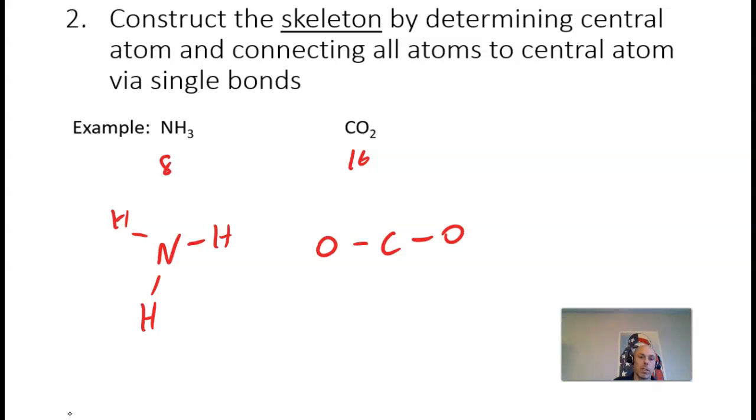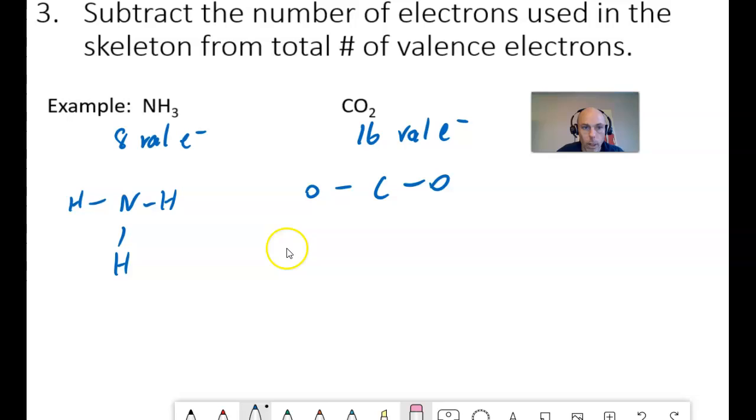We have just built the skeletons for ammonia and carbon dioxide by having determined the central atom and connecting that central atom to the other atoms, what I'll call the peripheral atoms, or the outside atoms, at first via single bonds. The next thing we do is to subtract the number of electrons that were used to build the skeleton from the total number of valence electrons that were available from step 1 to determine how many valence electrons remain.